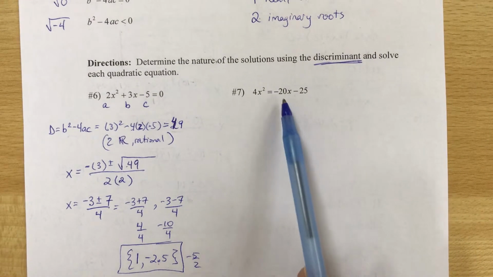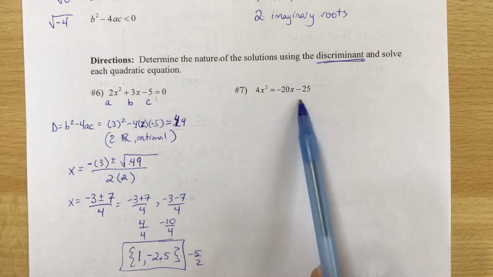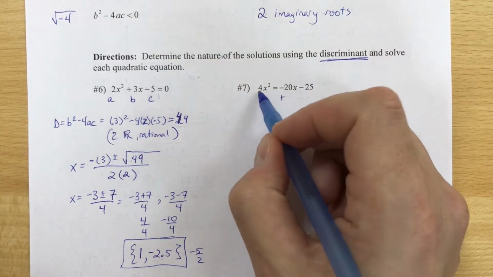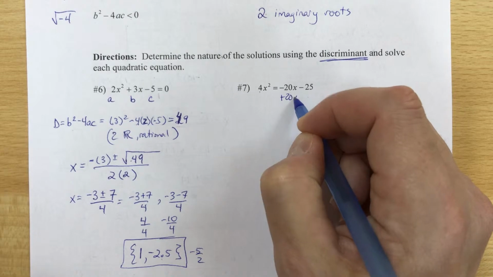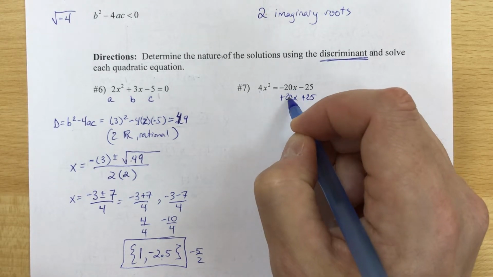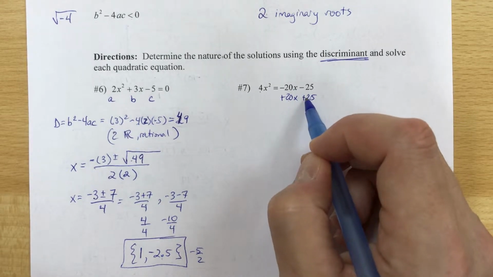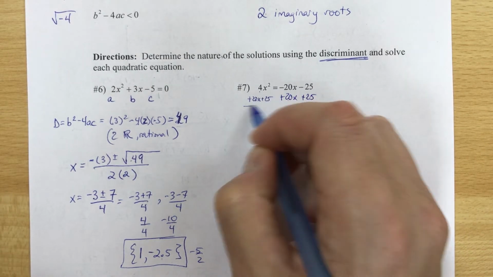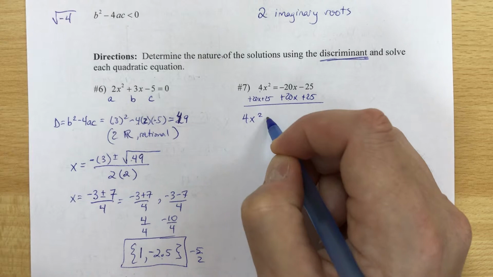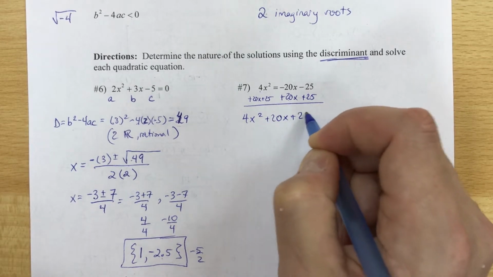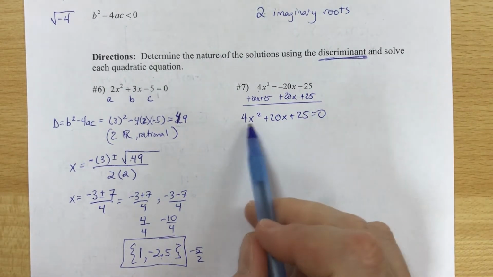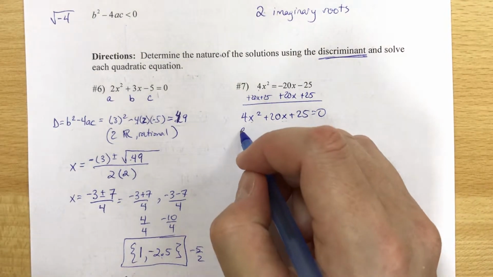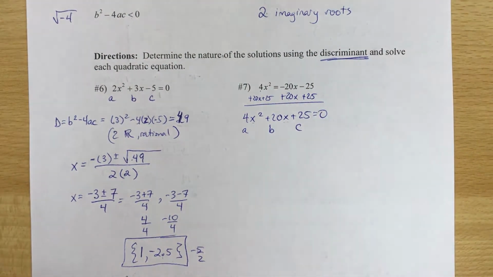Okay, number 7. Now this is not in a good form. It has to be equal to 0 first. So let's move. I like to keep the x squared term positive. So I'm going to move negative 20x by adding it and negative 25 by adding it. So we have 4x squared plus 20x plus 25 equals 0. Those, we can't combine those. They're not like terms. So now we have a, b, c.